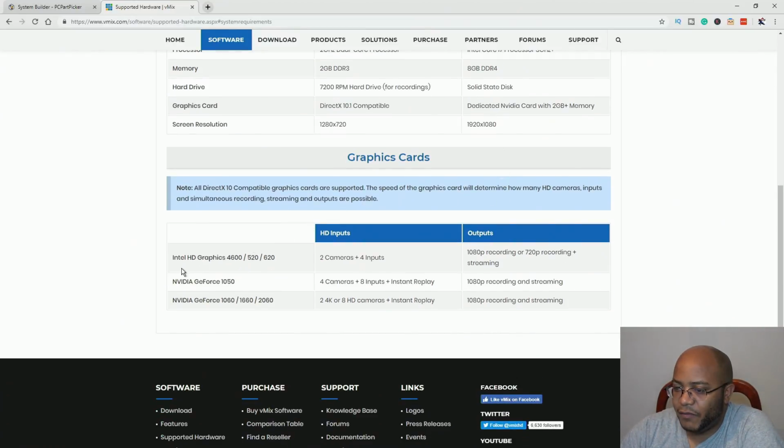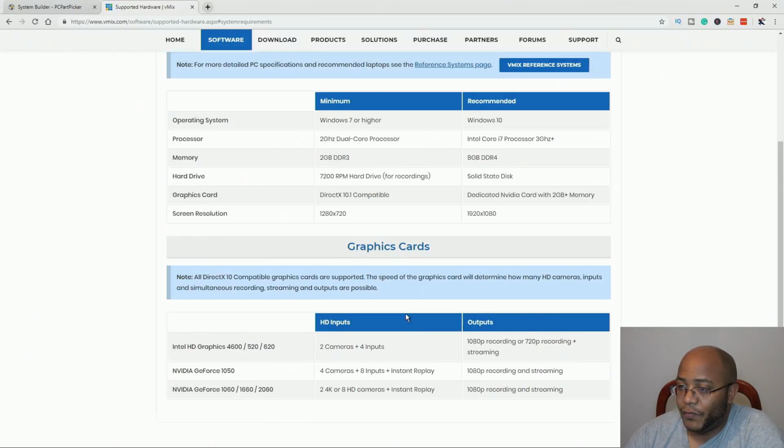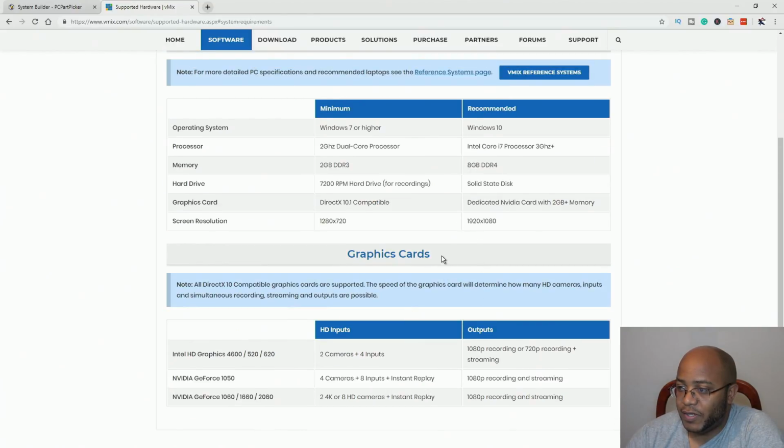So it's saying if we use these integrated graphics, which is super slow, you can do 1080p or 720p recording and streaming. But a 1050, which is what we currently run on our ProPresenter computer, and then a 1060, which I think is too much, a 1660 or 2060, way over the top, you'll be good. So these are the specs that we're going to build this system around.